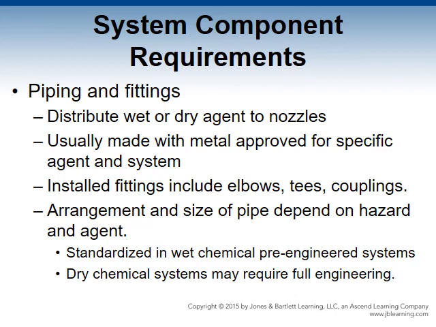The arrangement and size of the chosen pipe depend on the hazard and the agent. These are standard in wet chemical systems because they are pre-engineered, tested, and approved for the size and type of the hazard. These are mainly commercial cooking appliances. The contractor must follow the manufacturer's published installation guidelines. Many new dry chemical systems require engineering to determine pressure, arrangement, pipe size, fitting selection, and fitting location. Good engineering is critical to fluidize the proper mixture of dry chemical and the agent.